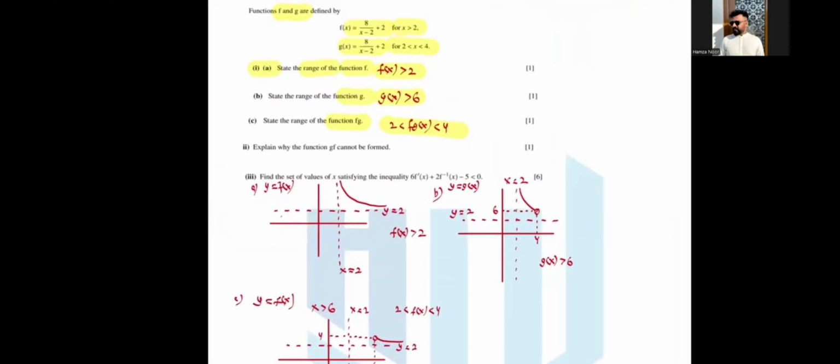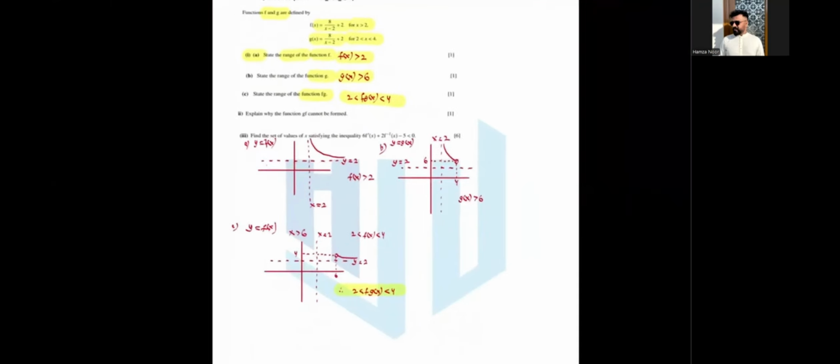Now part 2 says: explain why the function gf cannot be formed. The condition for the composite function to exist, if you are considering this gf composition, is that the range of f must be contained within the domain of g. Here we have a basic rule.